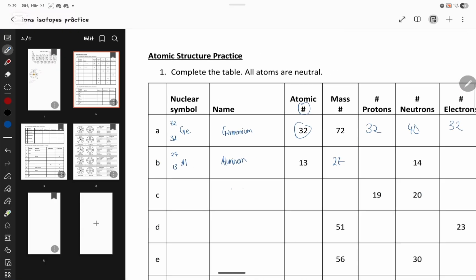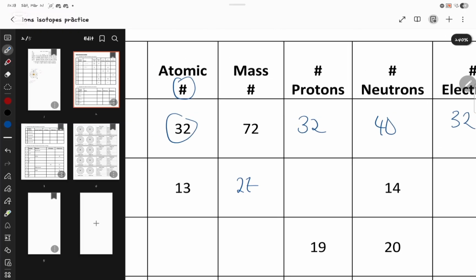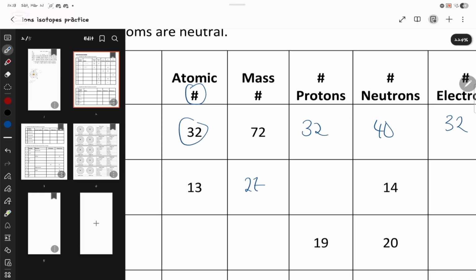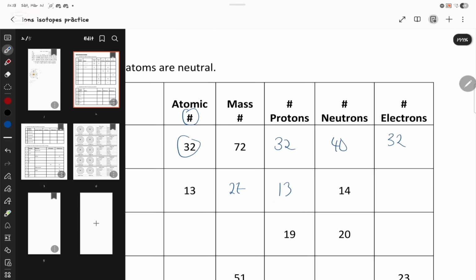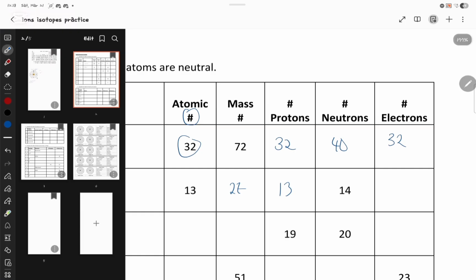Mass on top, always mass on top, and then the number on the bottom. For the periodic table, it's the opposite. You have mass on the bottom and your atomic number on the top for the periodic table. And for this nuclear symbol, it's vice versa. Protons is 13. Neutrons is whatever that is, and then electrons is the same as protons.